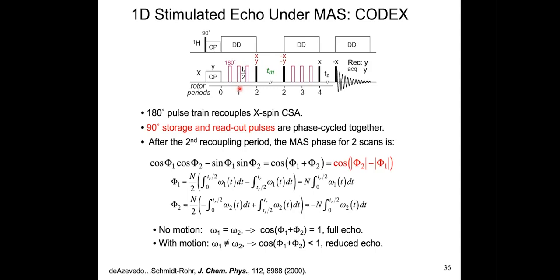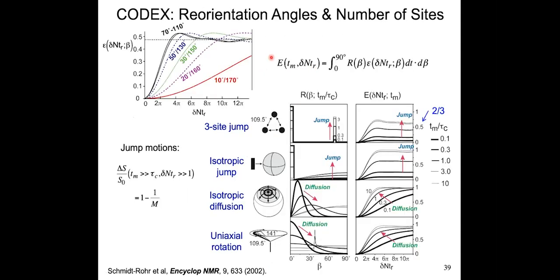But if your CSA is quite small and your molecule is moving a small angle, you have to wait a longer time in order to encode that chemical shift frequency difference. Right? So you see that there is naturally an inverse relationship. And so the delta NTR, how long you should do the recoupling, should be inversely related to the size of the CSA. And it should also depend on the beta angle, this reorientation. This is a parameterized plot.